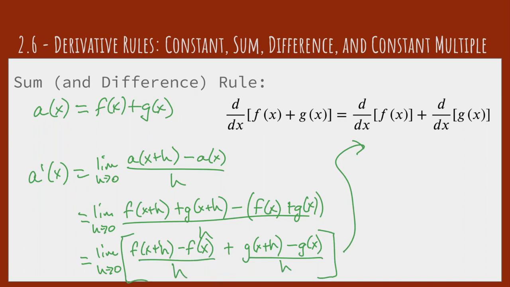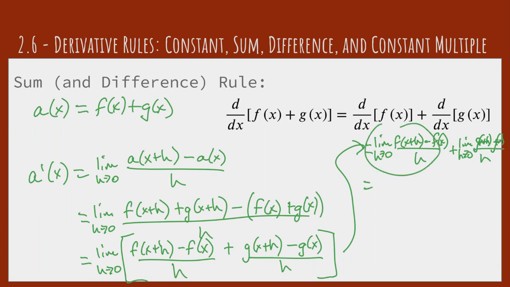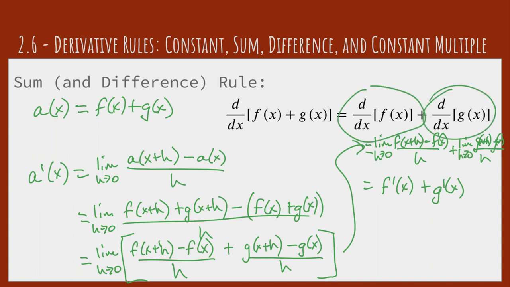So this is going to be now limit as h approaches 0 of f of x plus h minus f of x all over h, plus the limit as h approaches 0 of g of x plus h minus g of x all over h. And this right here is the derivative of f. This right here is the derivative of g. So we get f prime of x plus g prime of x. And f prime of x is just another way of writing that. g prime of x is just another way of writing that.